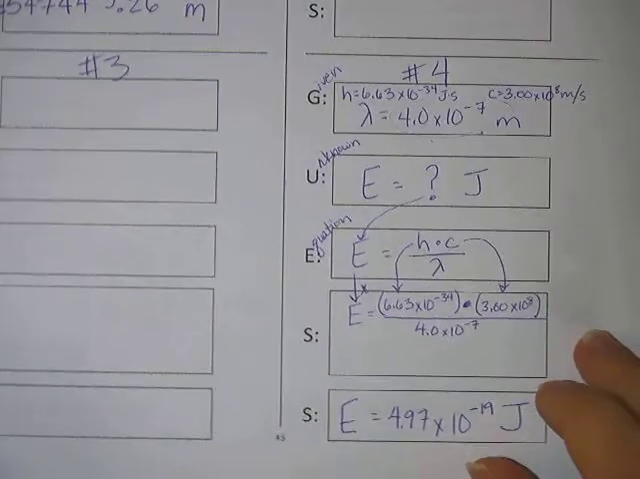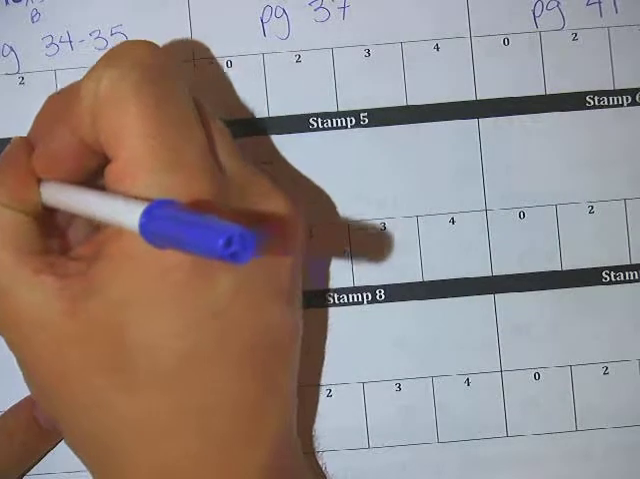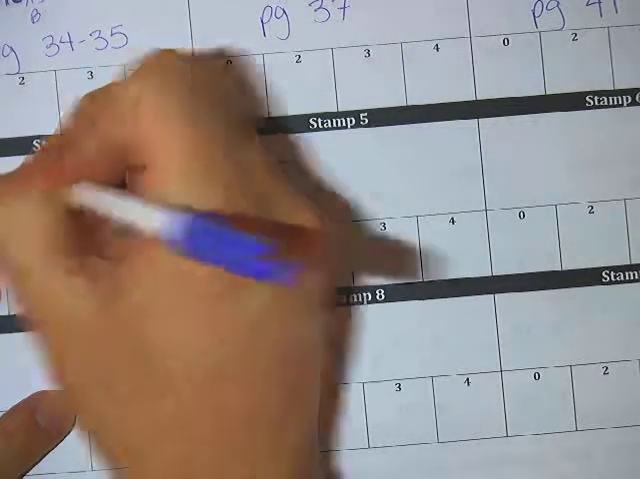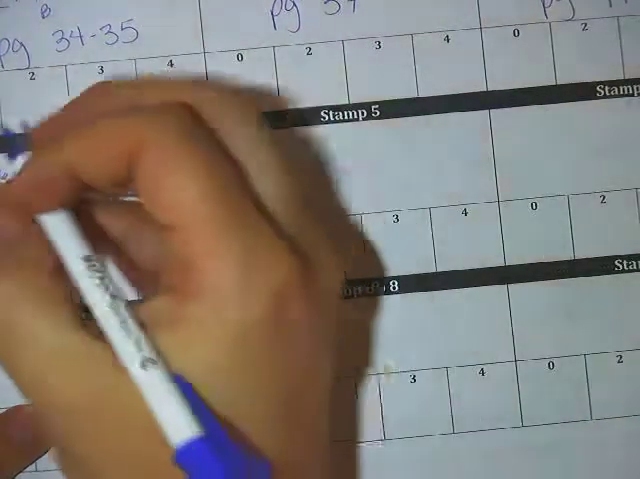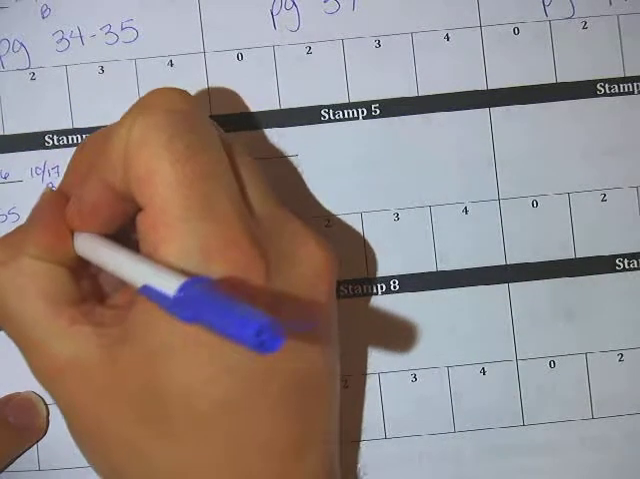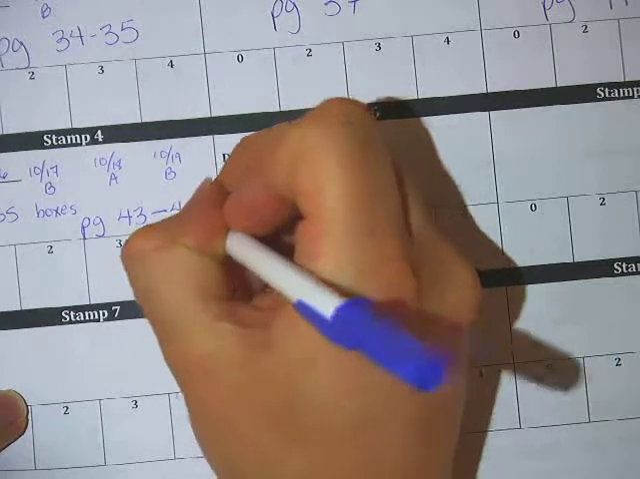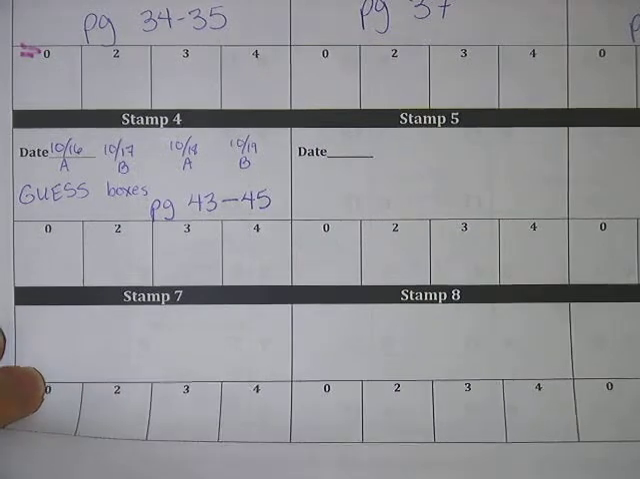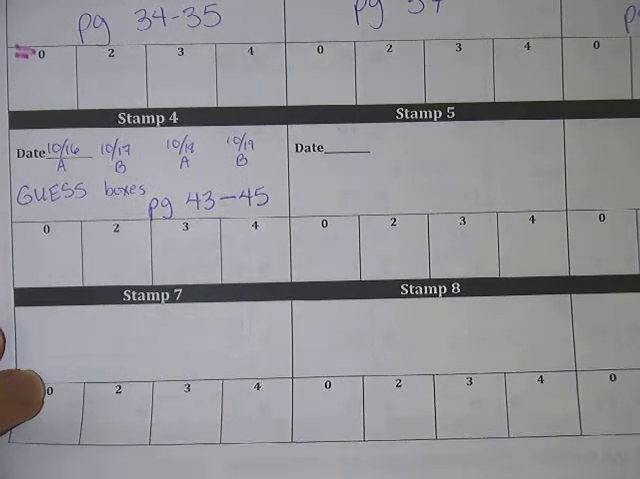When you're done writing that, go to your stamp page. At this point, it might still be the 16th and 17th, or it might by now be the 18th and 19th, just depending on how far your class got. So whatever it is, pick the actual day today. But these guess boxes are going to be worth a stamp. So the problems are on page 43, and the boxes go through page 45. So that's going to be a stamp. And when you're finished with that, Miss Woodlock will give you more instructions.